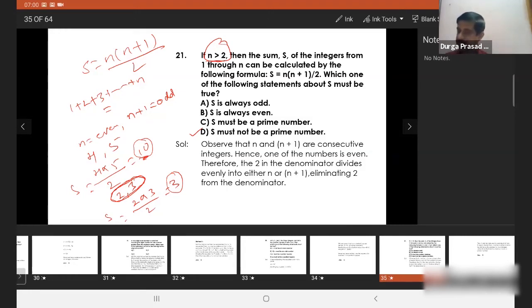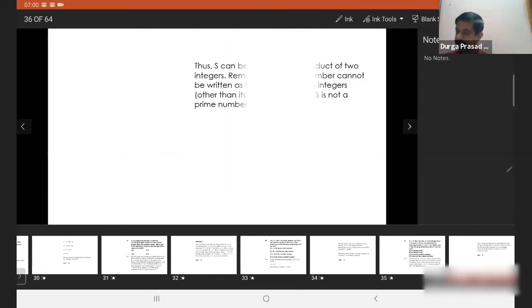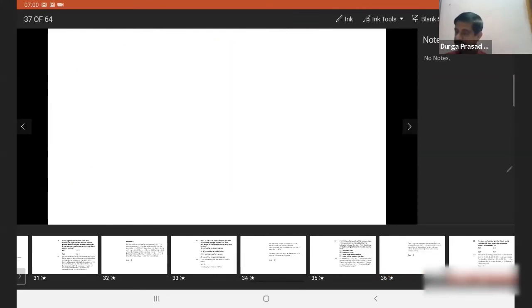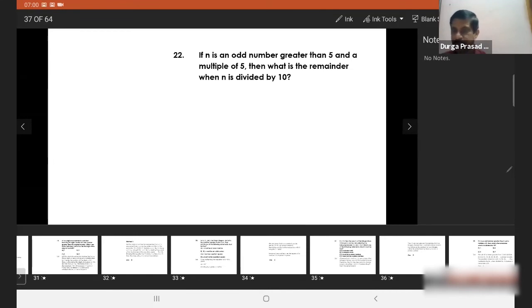Okay, children, let us go to the next question. If n is an odd number greater than 5, so n can be 7, 9, 11, and so on, and a is a multiple of 5, A is 5 times something, then what is the remainder when n is divided by 10?